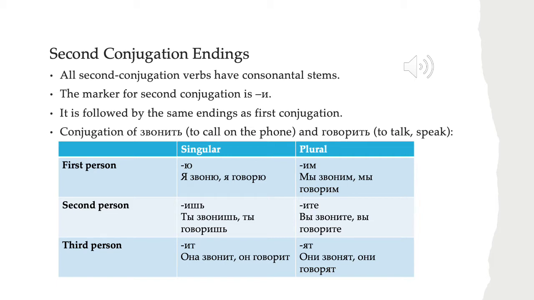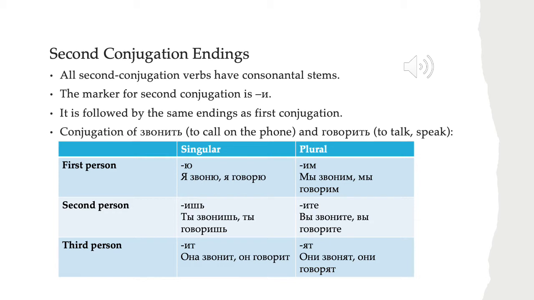Something else to know about second conjugation verbs is that all second conjugation verbs, with a few minor exceptions that we are not going to worry about right now, have consonantal stems. So if you remember, first conjugation verbs can have either consonantal or vocalic stems, or vowel stems. Second conjugation verbs almost always have consonantal stems. So let's look at the endings for second conjugation verbs.